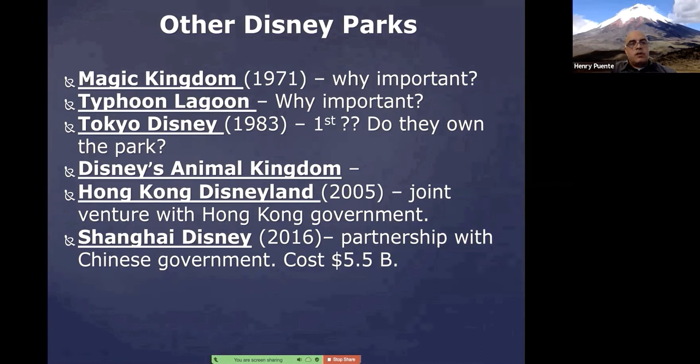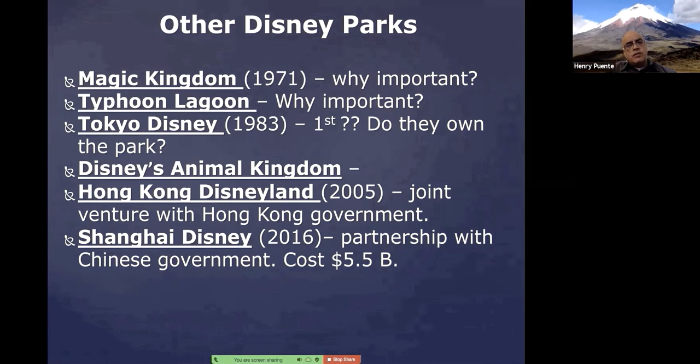This is the park that centers on conservation. It is the world's largest theme park, and it centers on conservation. Hong Kong Disney, this was essentially Disney's first joint venture with a government, a non-US government.